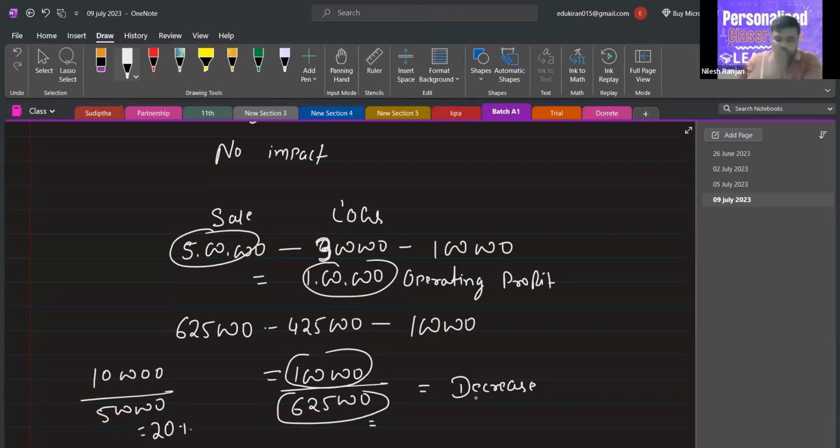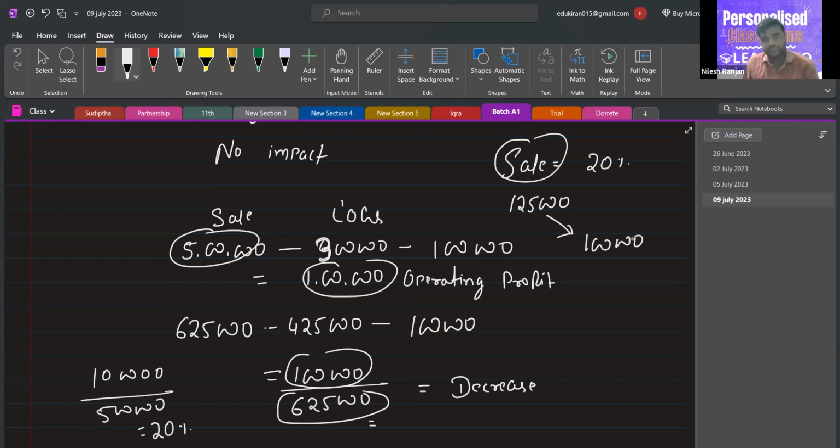But there is one actually complication here. When we take sale and it is said that our operating profit ratio is 20%, it means if we have made a sale of 1,25,000, then the cost of goods sold and other operating expenses is equal to only 1 lakh. Okay. Yes, sir. Is this clear?